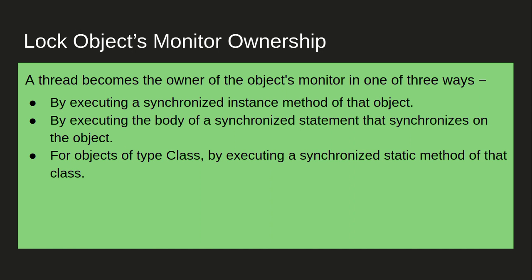So a thread becomes the owner of the object's monitor in one of three ways. Firstly, by executing a synchronized instance method of that object. Basically, if you have an object and a method marked as synchronized, whenever a thread is executing that method, it is the owner of the monitor of that instance, because that instance object is being used as the lock. Second is by executing the body of a synchronized statement that synchronizes on the object. So if you have created an object, or if you are using the this keyword to take a lock on the instance of the object, in both cases the thread executing that synchronized block will be the owner of that corresponding lock object's monitor. And for the class or static methods, the thread becomes the owner of the class object's monitor.